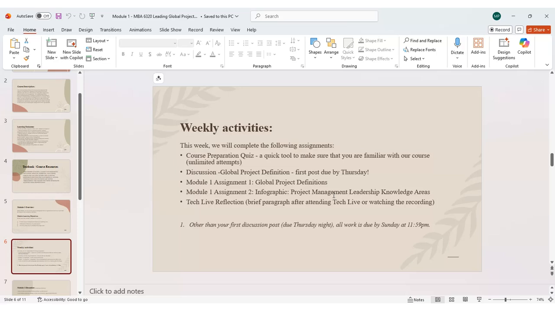And then every week we have a discussion post. This week it'll be about global project definition, and the first post is due by Thursday. And then this week we have 2 assignments. We have Module 1, Global Project Definitions, and then Module 1, Assignment 2, Infographic, Project Management Leadership Knowledge Areas. And then finally, we have a Tech Live reflection, which is a brief paragraph about attending the Tech Live session, or watching the recording.